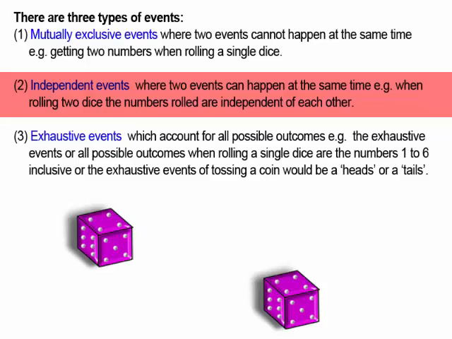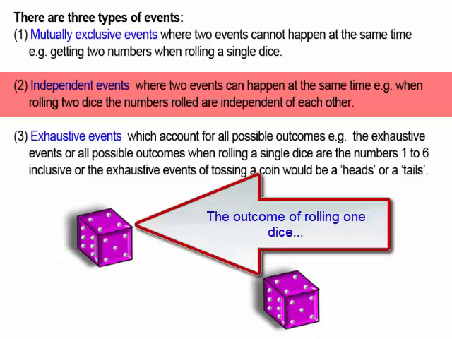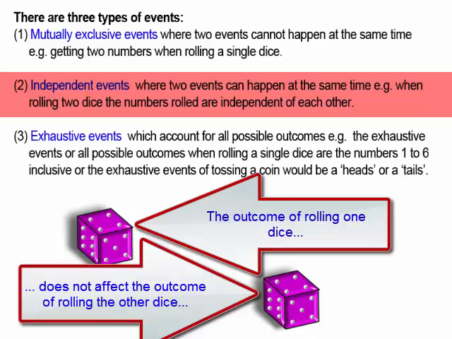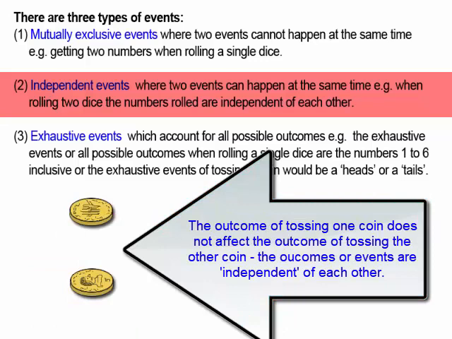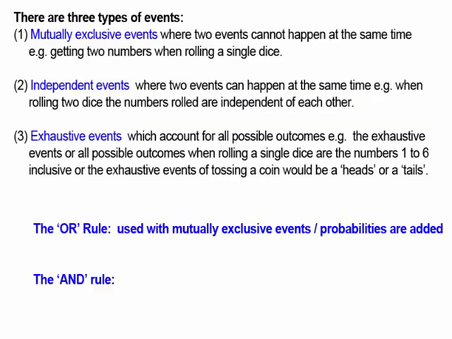An independent event is where the outcome of one event is independent of the outcome of other events. For example, say we were rolling 2 dice. The outcome of rolling one dice is not affected by the outcome of rolling the other dice. In other words, the outcomes of rolling the 2 dice are independent of each other. If tossing 2 coins, the outcome of one coin is independent of the outcome of the other coin, and so on.